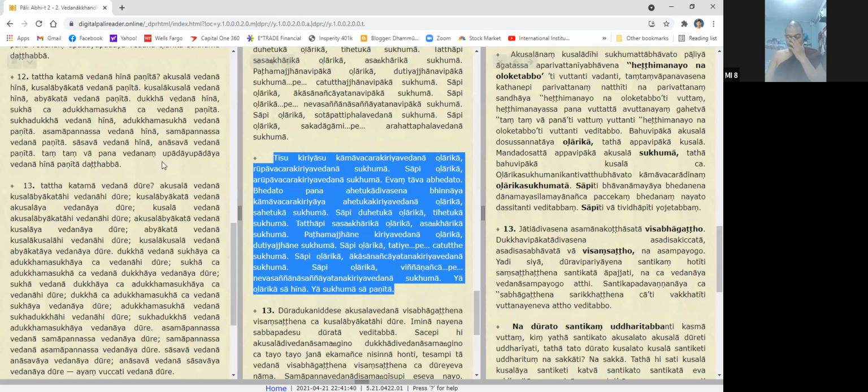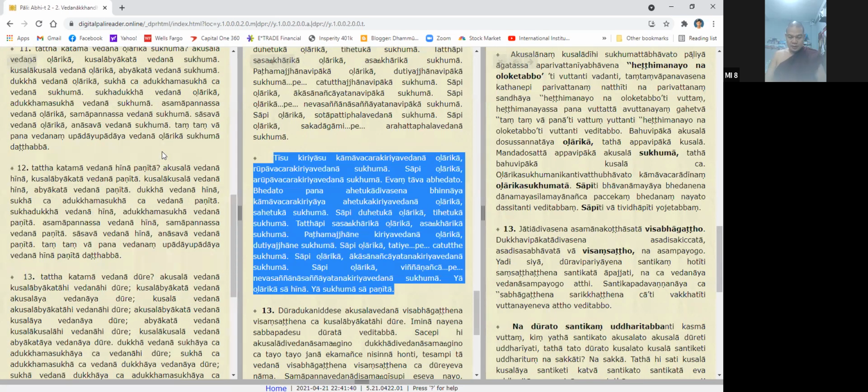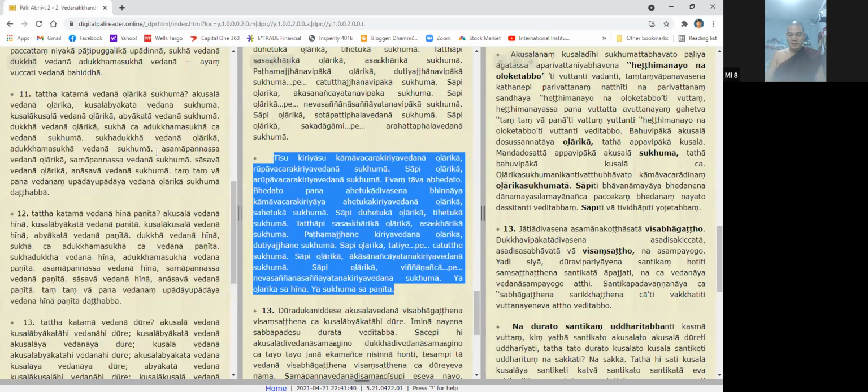So before we go there, we go to the Dura Sandika. How about the sub-commentator? The sub-commentator did not give any remark here.